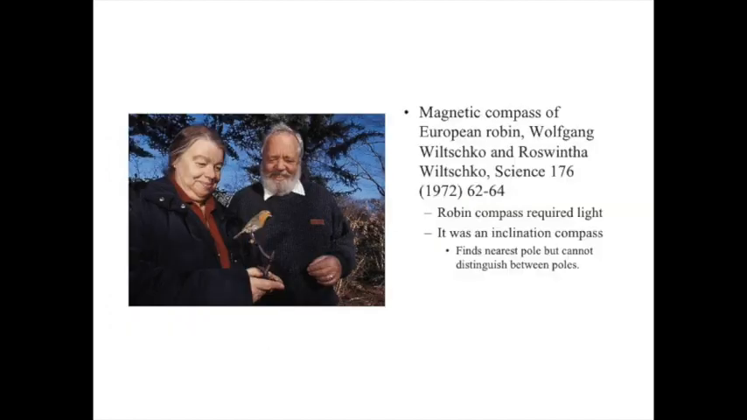This group of ornithologists, the Wiltschkos, Wolfgang and Roswitha, demonstrated that the birds use a compass. Now, bird navigation, in common with other animal navigation, usually is multifaceted. There are many different cues that animals use to navigate. They use clues of the landscape. Some of them seem to be able to see star fields and navigate by them.